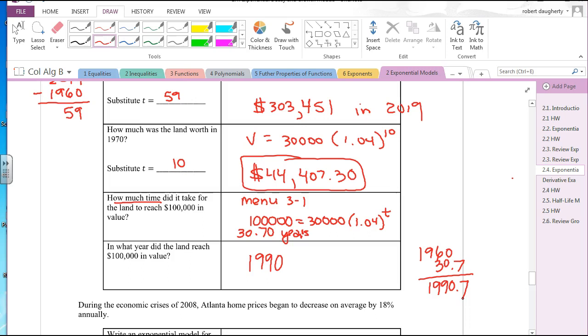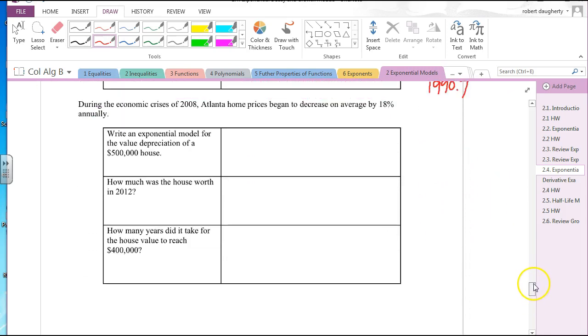Okay. So all of the problems in this section, they're exponential. The thing that's easier is you can now solve them without logarithms. You got to be very comfortable knowing that command, menu 3.1. It's either going to be solve or nsolve, depending on your calculator. And that will allow you to solve for the exponent. So you don't have to worry about taking the log of both sides now. Let's look at another example.